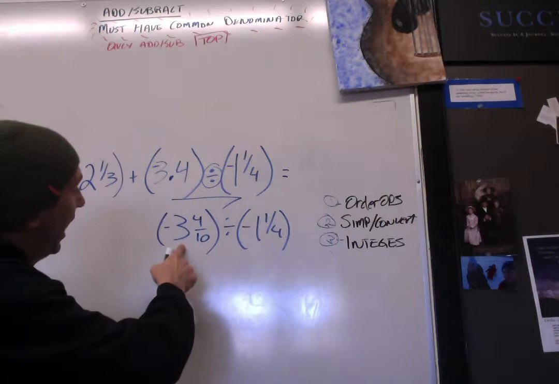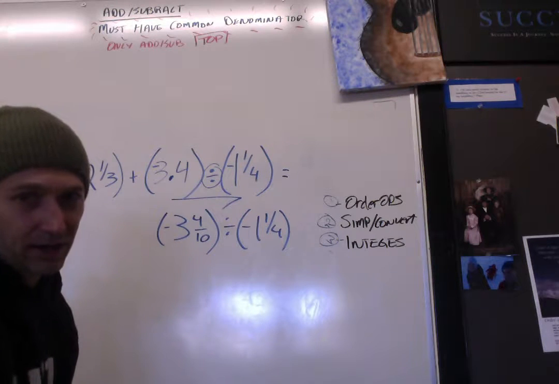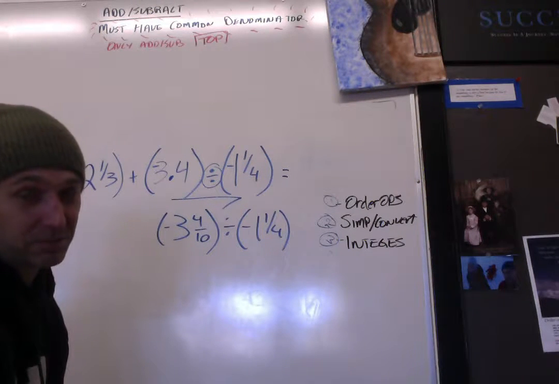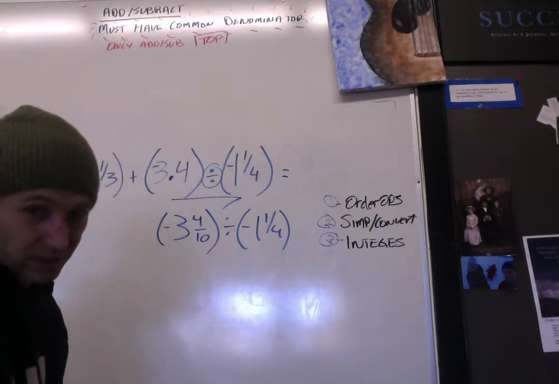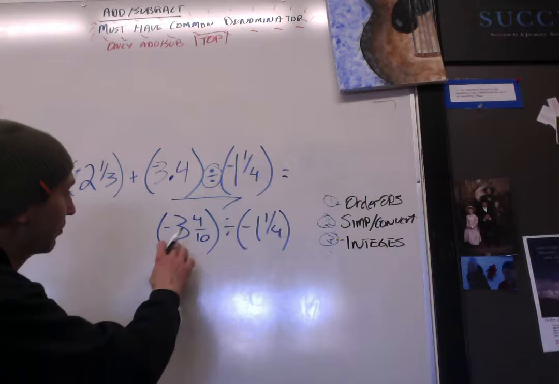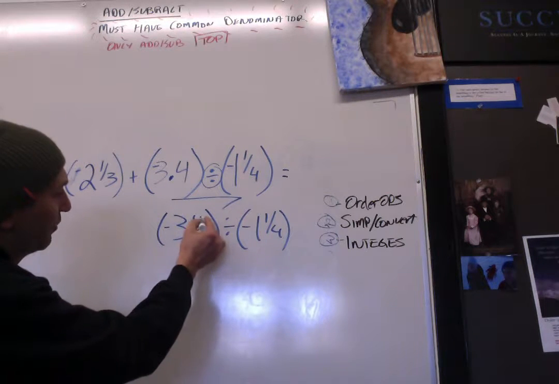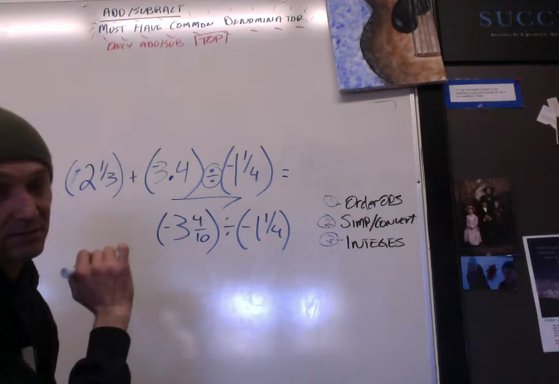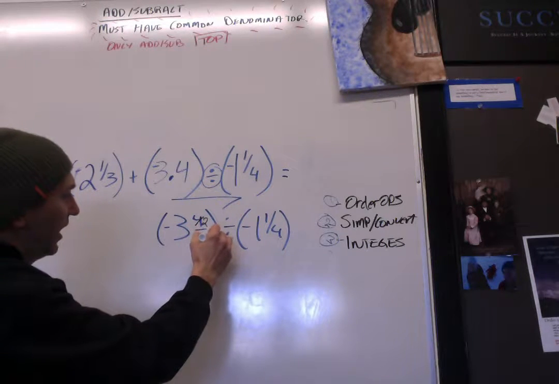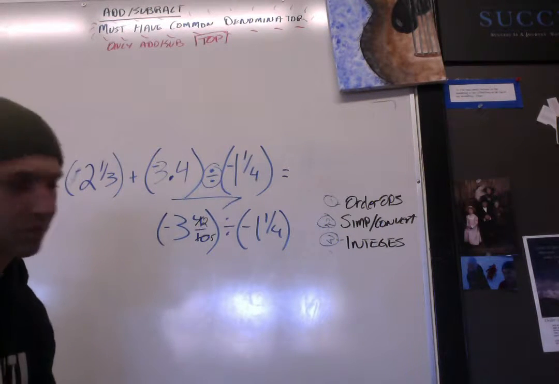Now, I am dividing, so I cannot have mixed numbers. They must be improper. Okay, we need to convert them out. But before I do that, what number goes into 4 and 10? Very good, 2. So 2 goes into 4 2 times, it goes into 10 5 times. Make them as small as you can.